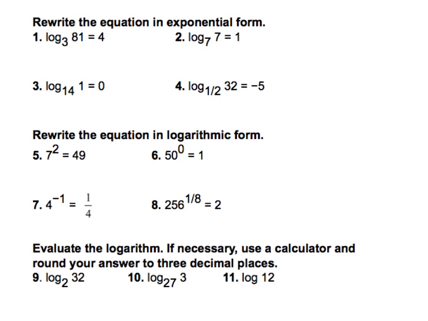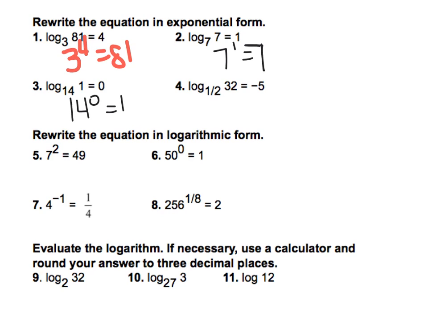So what we have here is just a little bit of an example of the things that we've done so far today. The first problems here say rewrite the equation in exponential form. Log base 3 of 81 equals 4. If we rewrite that, that would be 3 to the 4th equals 81. If I have log base 7 of 7 equals 1, that means 7 to the 1st equals 7. Log base 14 of 1 equals 0 means 14 to the 0 power equals 1.